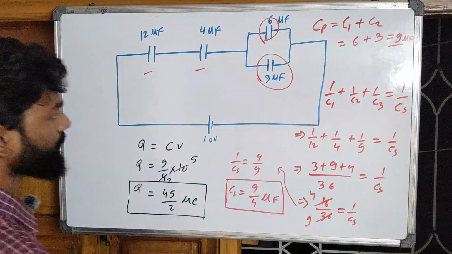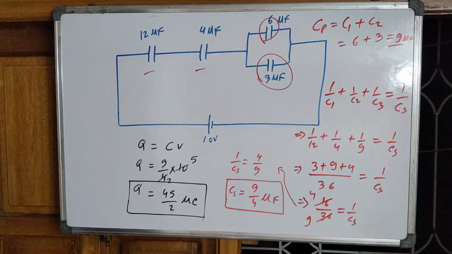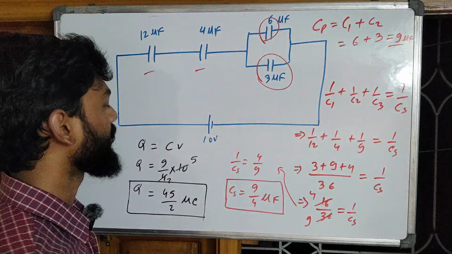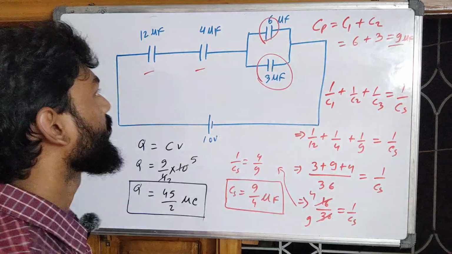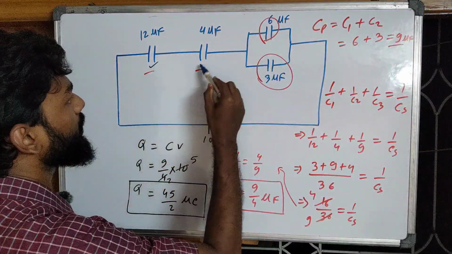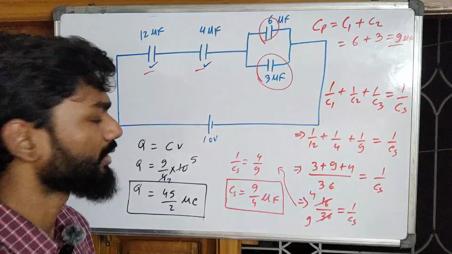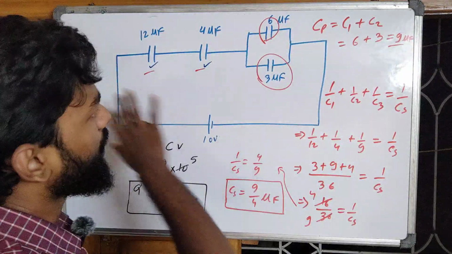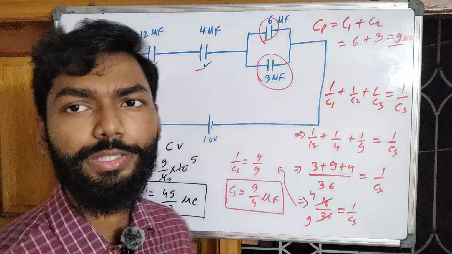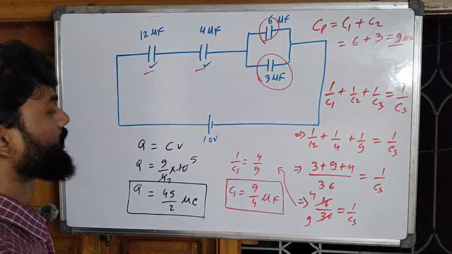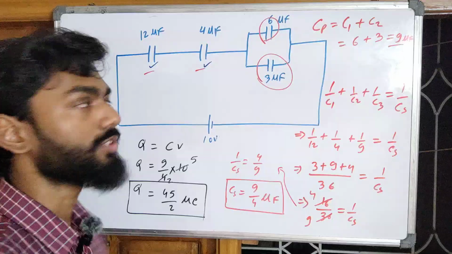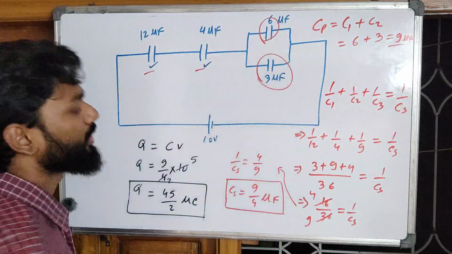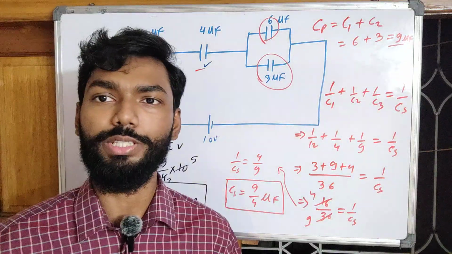So this is the charge, 45 by 2. This charge will be across this and this as well, since they are in series, and in series combination the charge remains constant. The charge across the series combination remains constant. That's why the 45 by 2 microcoulomb of charge will be in this and as well as this. So this is the charge in this combination.